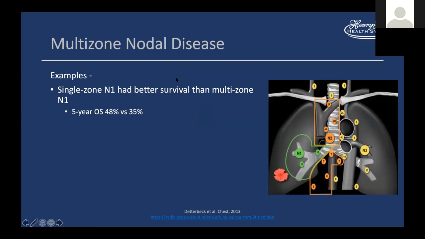What they saw was that in a patient who had N1 disease, single zone N1 disease had better survival than a patient who had multi-zone N1 disease. So if there was just involvement of their hilar node, they had better survival than someone who had involvement of their hilar and an intraparenchymal lymph node, all within the N1 category.